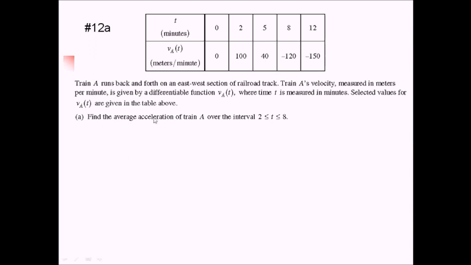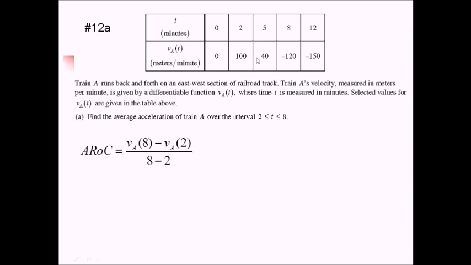So based off of this, we want to find the average acceleration of train A over the interval from 2 to 8. Well, finding the average acceleration, you're essentially asking for the average rate of change for velocity, because acceleration is the rate of change of velocity. So this is just an AROC question in disguise here. So we're going to find the average rate of change between 2 and 8 using this table, which means we need to do v sub A of 8 minus v sub A of 2 over 8 minus 2.